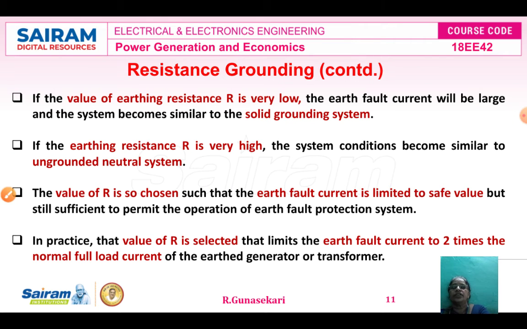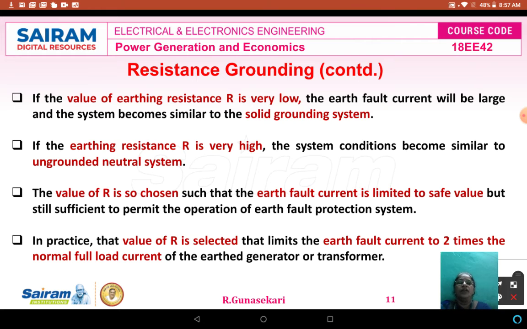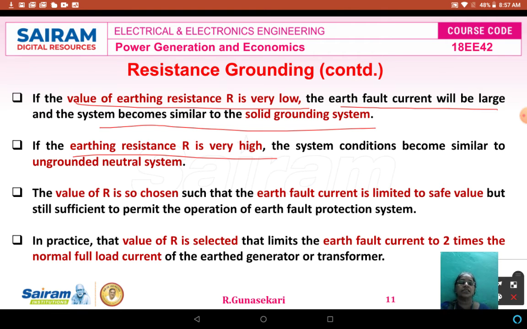The continuation of resistance grounding. Suppose the value of earthing resistance is very low. If the resistance is low, the earth fault current will be large. Therefore, the system becomes similar to solid grounding. That means the system acts as a solid grounding system if the resistance is low. Suppose the earthing resistance value R is very high. The system condition becomes similar to an ungrounded neutral system.